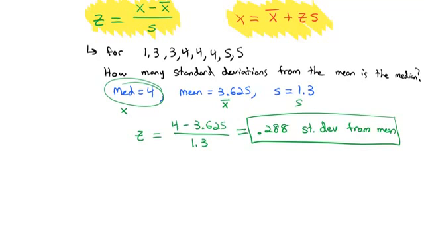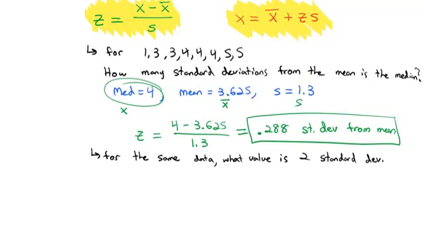Or we could ask a similar question for the same data. What value is 2 standard deviations below the mean?